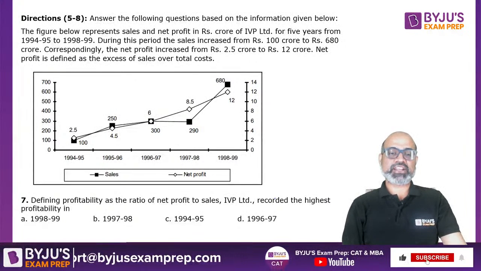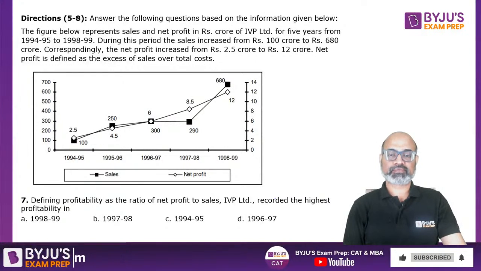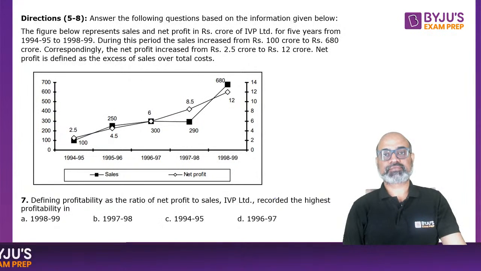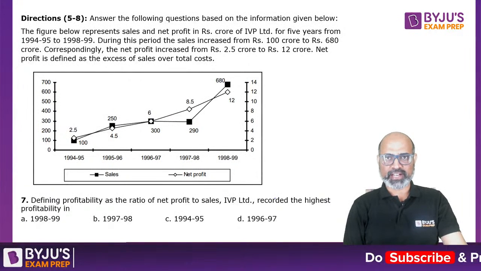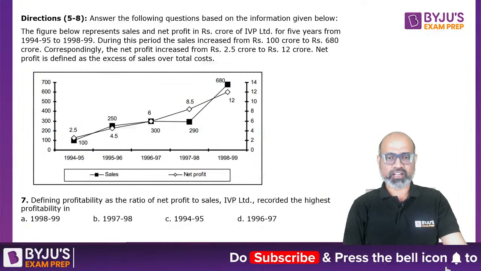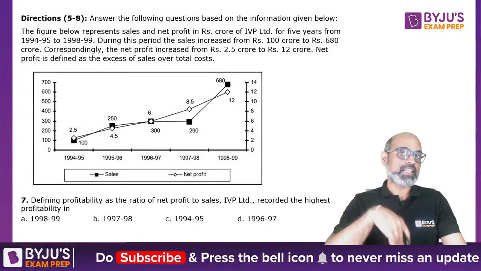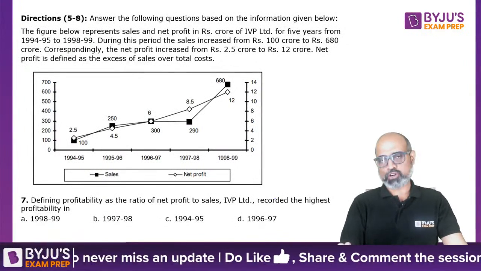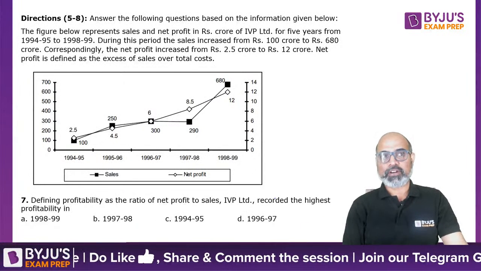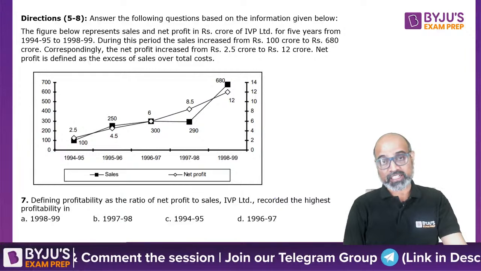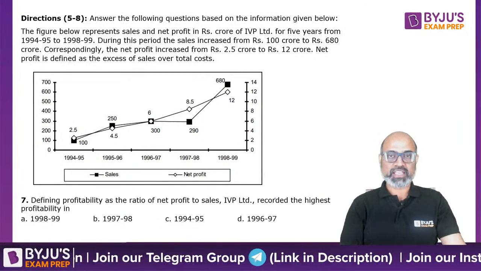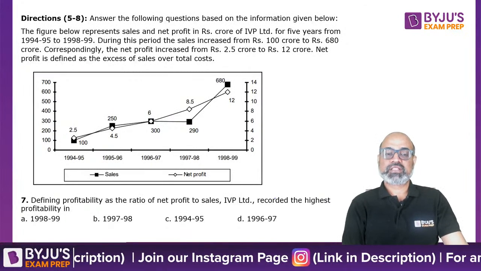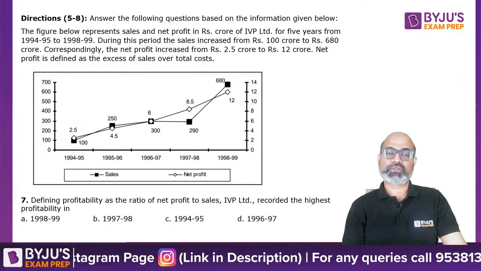Defining profitability as the ratio of net profit to sales. IVP Limited recorded the highest profitability in. This is also known as margin percentage, right? Profitability का दूसरा नाम, when you calculate profit over selling price, because normally profits are calculated over cost price, that's what we call profit or profit percentage. But when you calculate over selling price, it's called margin percentage or profitability. So that's what they have asked us to calculate. In which year do you see the highest profitability? Is the ratio of net profit to sales.